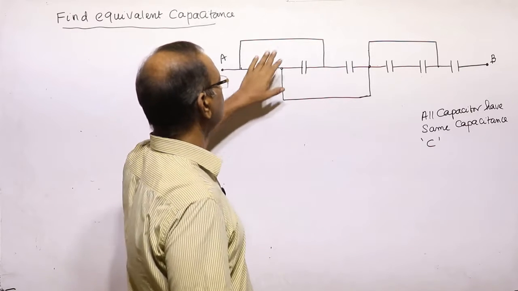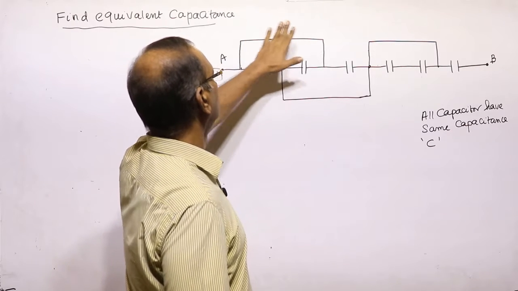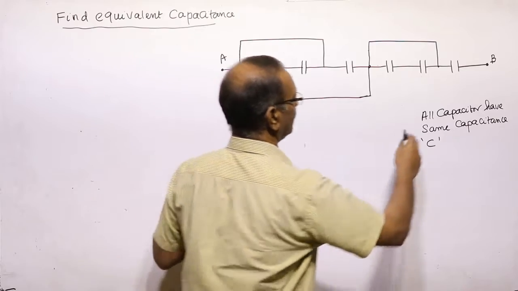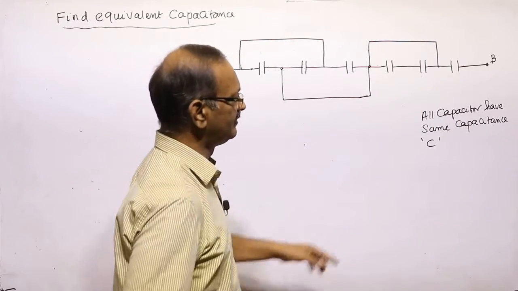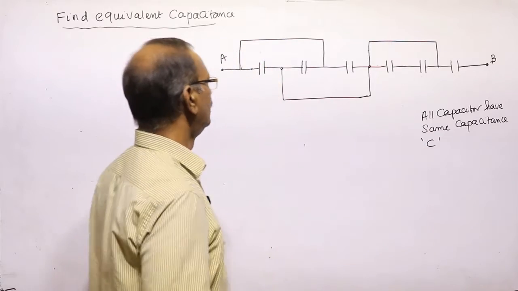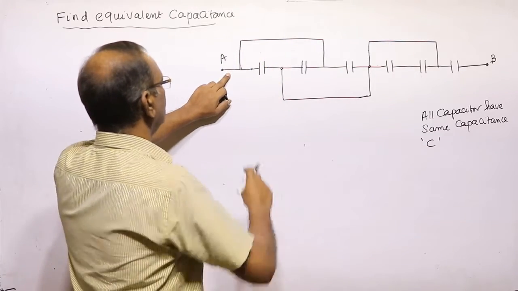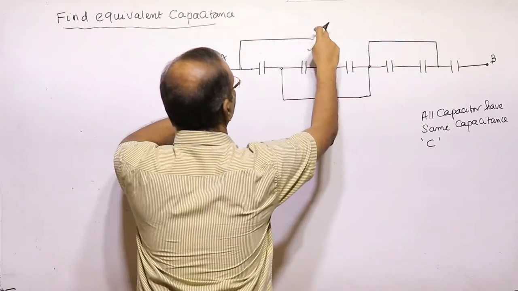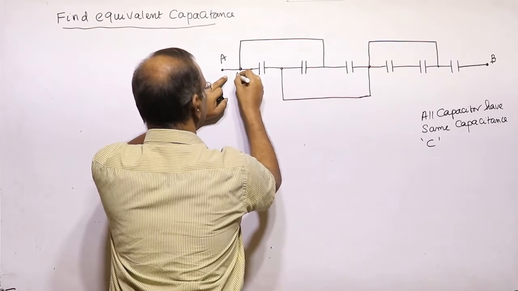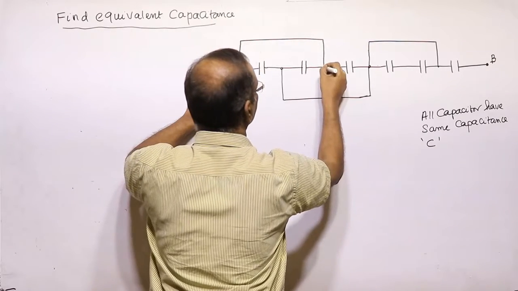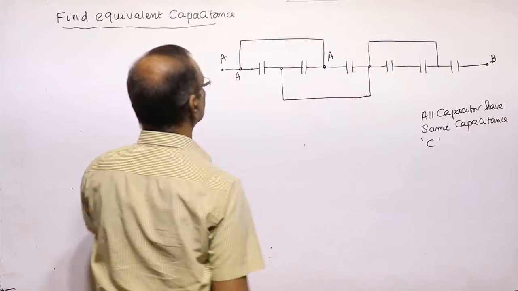Find the equivalent capacitor for this given circuit. All capacitors 1, 2, 3, 4, 5, 6 all have the capacitance value of C. First, this is point A. It is connected by a wire. It means whatever potential is here, the same potential will be here and the same potential will be here.